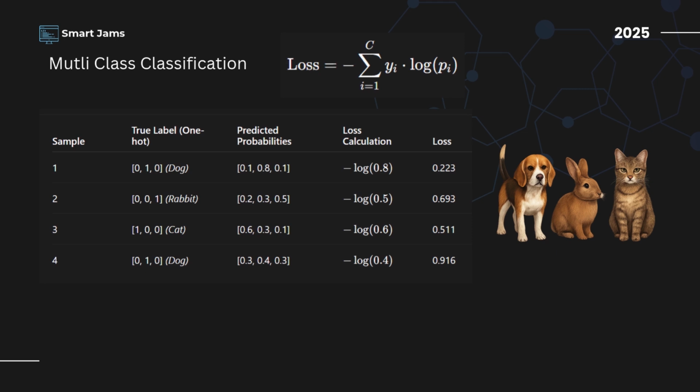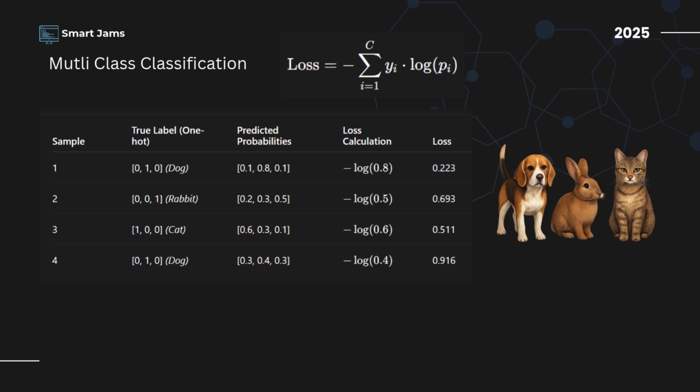In the second sample, the true label is rabbit, encoded as 0, 0, 1. The model predicts 0.2, 0.3, 0.5. Since the true class is the third one, we take negative log of 0.5, giving us a loss of 0.693. The third row shows a prediction where the true class is cat. The model gives 60% probability for cat, so the loss is negative log of 0.6, which equals 0.5111.